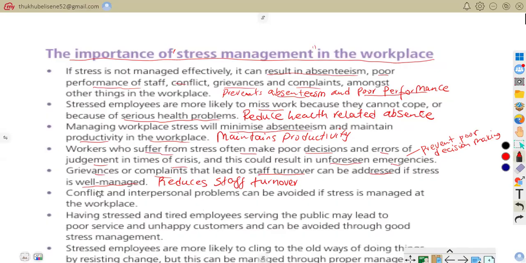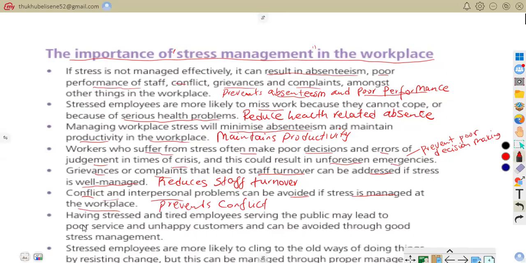So now let us move on. Conflict and interpersonal problems can be avoided if stress is managed at the workplace. So it prevents conflict. One of the importance of stress management is that it prevents conflict. Less stress leads to better relationships, so there are not going to be conflicts amongst the employees. Employees are going to cooperate instead of arguing.